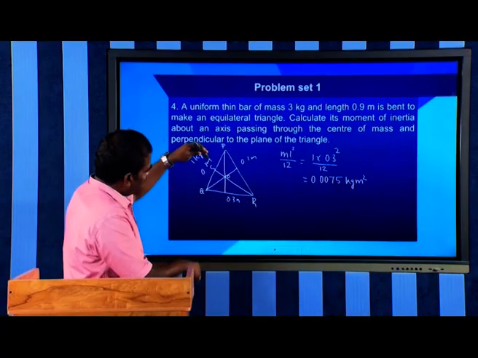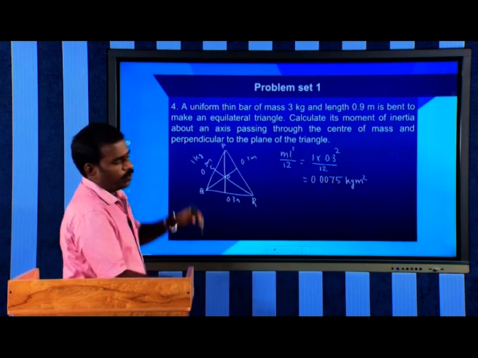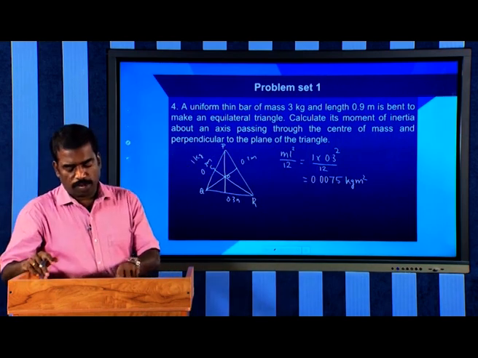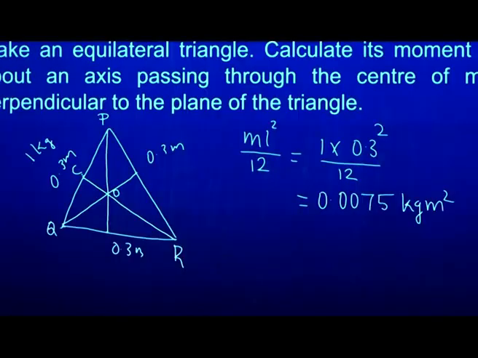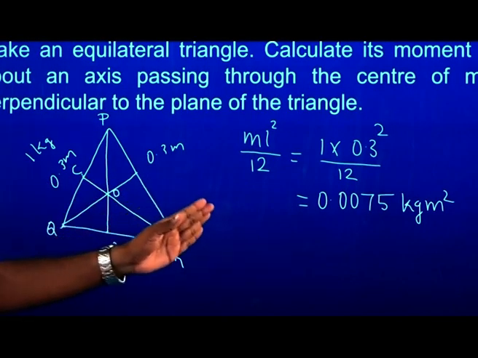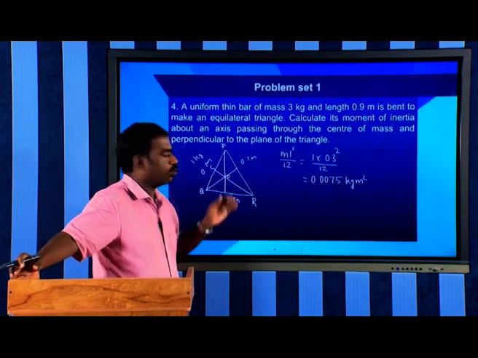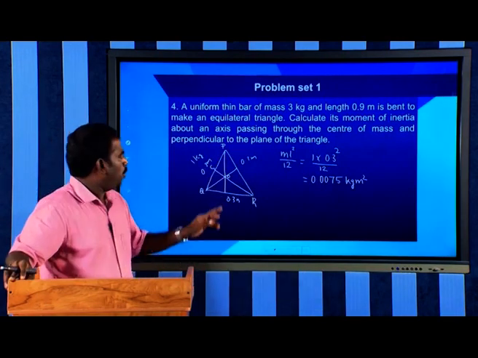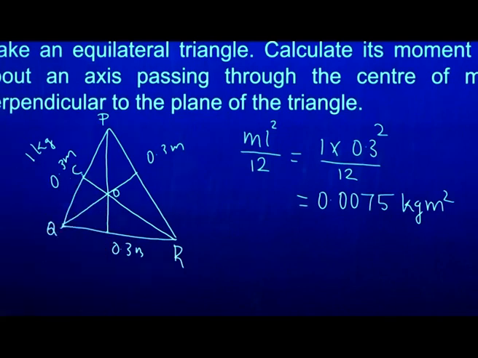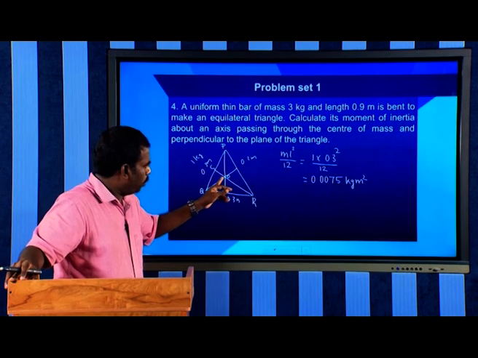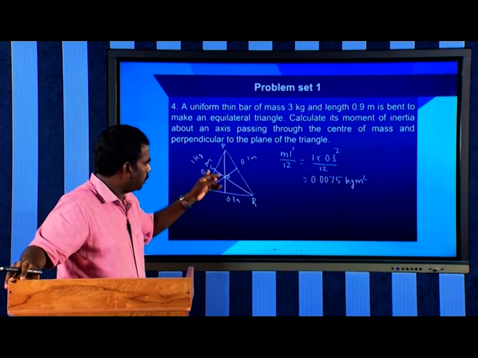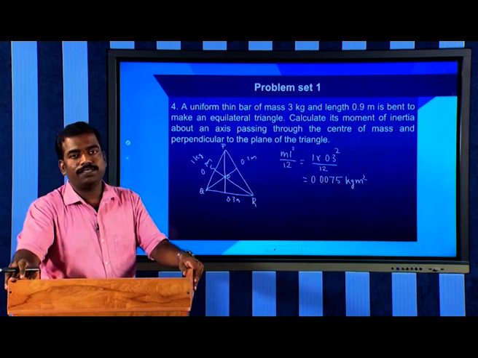If you know the moment of inertia of side PQ about the axis which is passing through C, it is 0.0075 kilogram meter square. Now, we have to find out the moment of inertia about the axis which is passing through O. For that, we need to know what is the distance OC. If you want to find out the moment of inertia of the system about that axis, we need to know what is the distance OC.